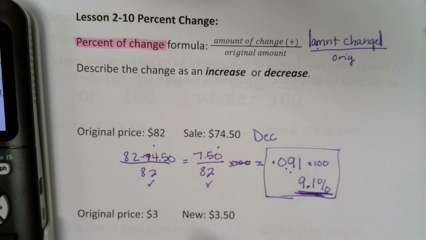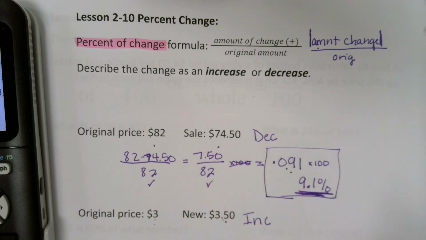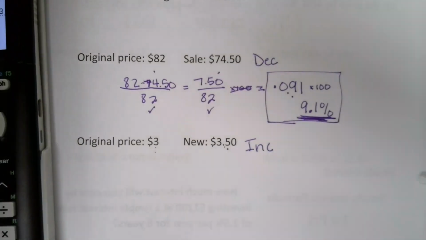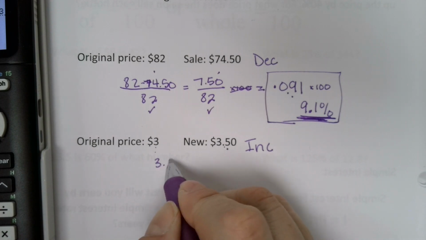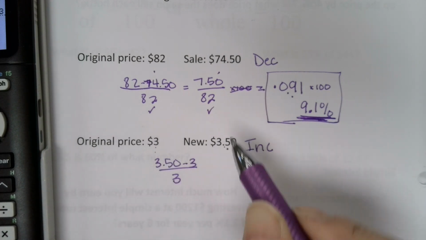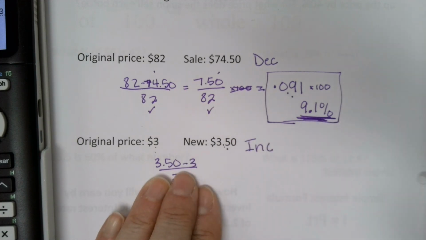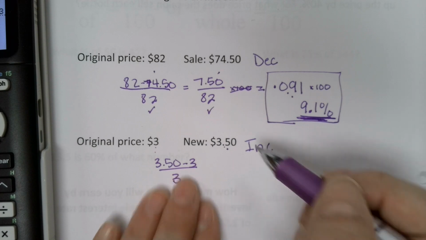So right here, if I went from 3 to 3.5, it would be an increase. I'm going to subtract these two. You could say 3 minus 3.5, or you can say 3.5 minus 3. It's not going to change what you're doing here. So I'm going to say 3.5 minus 3 over the original. You always want whatever this is to be positive. So if you ever get a negative, flip it positive.